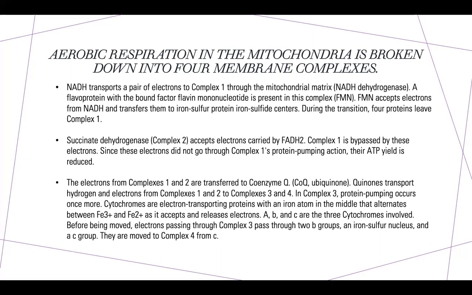In complex 3, proton pumping occurs once more. Cytochromes are electron transporting proteins with an iron atom in the middle that alternates between Fe3+ and Fe2+, as it accepts and releases electrons. A, B, and C are the 3 cytochromes involved. Before being moved, electrons passing through complex 3 pass through two groups, an iron sulfur nucleus and a C group. They are moved to complex 4 from C.